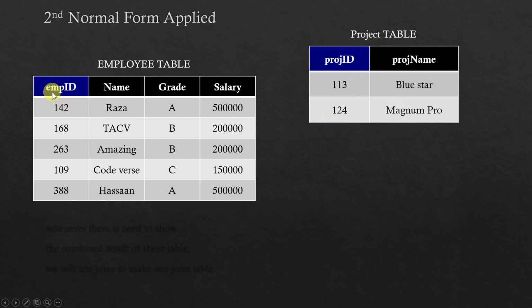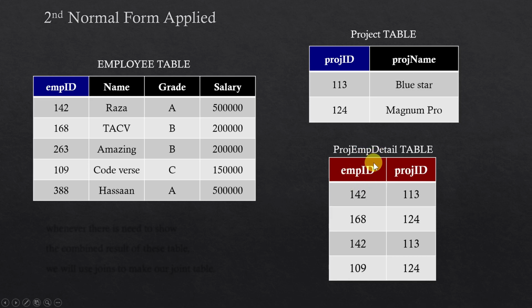So now the employee name is only dependent on the ID, and the grade and salary are also dependent on employee ID. Each of these columns only belongs to one candidate key, so the partial dependency is resolved. And this project name also depends on only one candidate key which is present. So the partial dependency is now resolved.